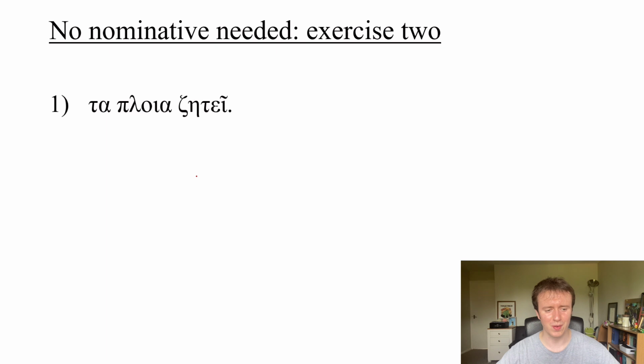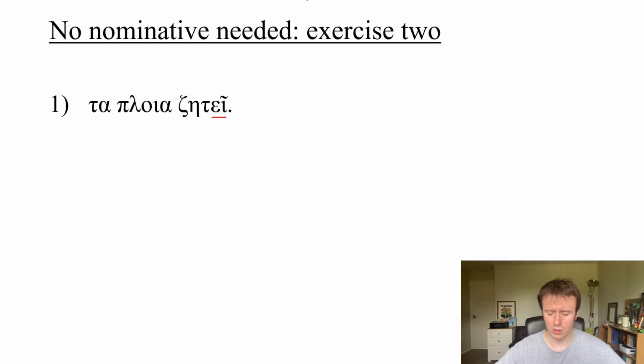Okay, let's now go through these sentences. Number 1 was ta ploja zderte. Zderte is from the verb zderte or. Here it's got the person ending a, which is contracted with the epsilon at the end of the verb stem, but it's resulted in the same diphthong, which is handy.